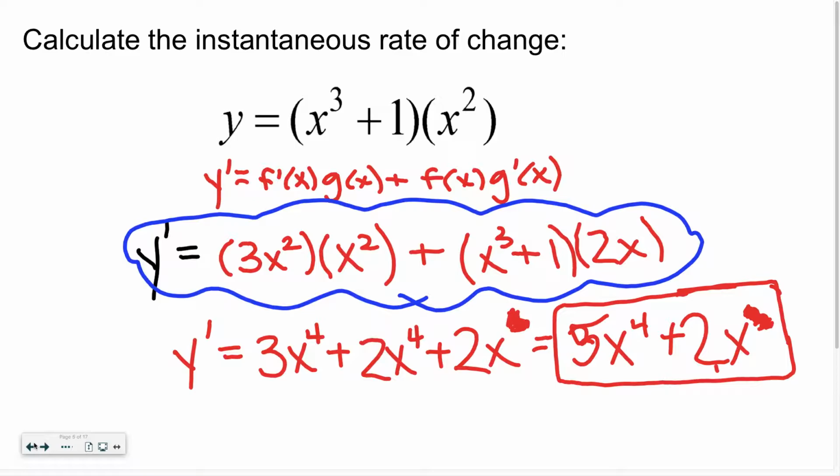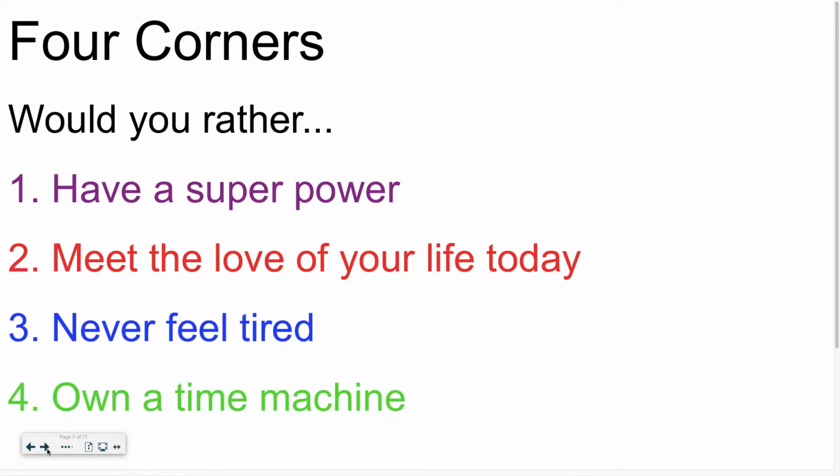Okay, so take your notebook with you. You'll go back to your seat in about 3 minutes. But I want you to decide, would you rather have a superpower? You'd go to the door corner: meet the love of your life today. Gather by my desk: never feel tired. Flag corner: own a time machine. Couch corner. You have 5 seconds. Go.